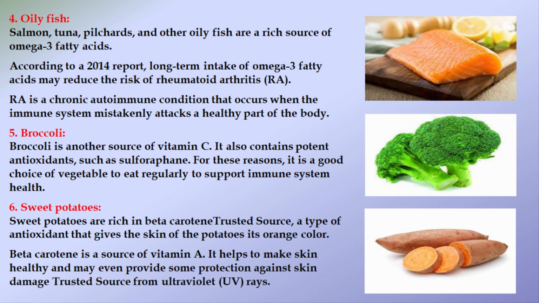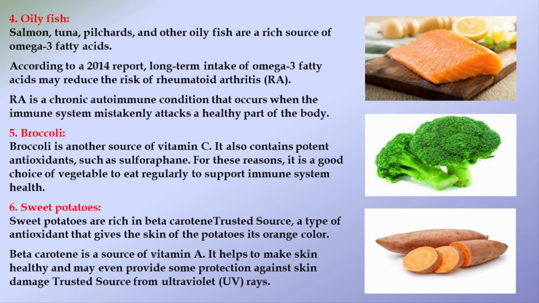4. Oily fish. Salmon, tuna, pilchards, and other oily fish are a rich source of omega-3 fatty acids. According to a 2014 report, long-term intake of omega-3 fatty acids may reduce the risk of rheumatoid arthritis, RA. RA is a chronic autoimmune condition that occurs when the immune system mistakenly attacks a healthy part of the body.